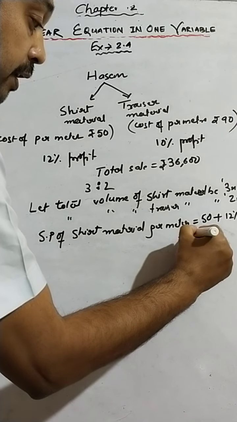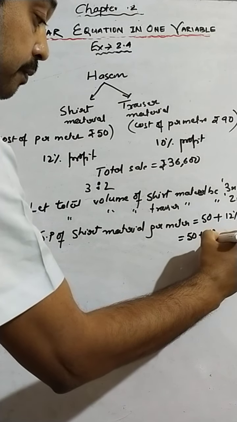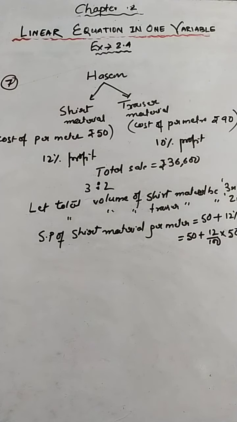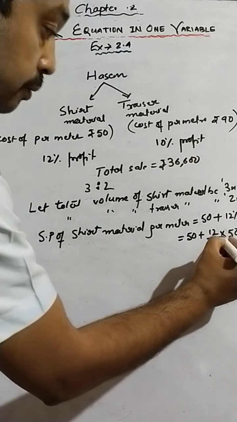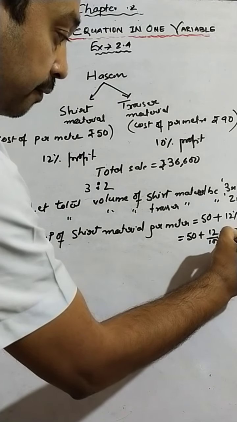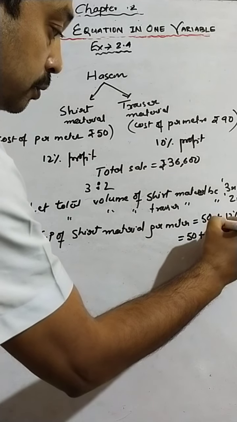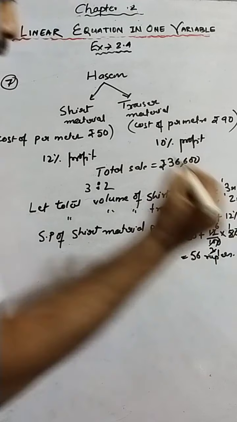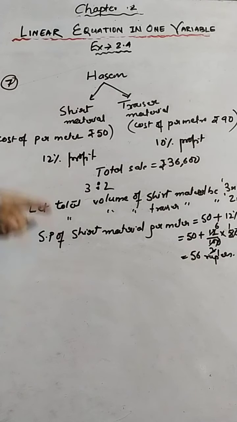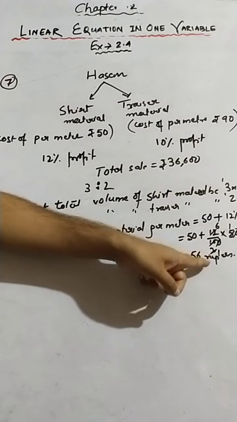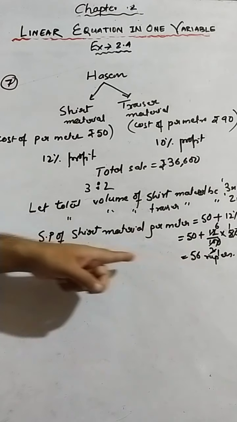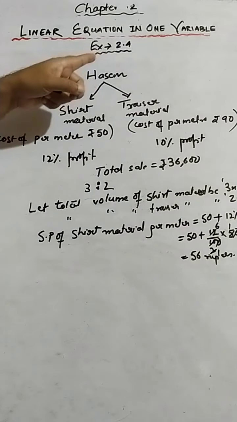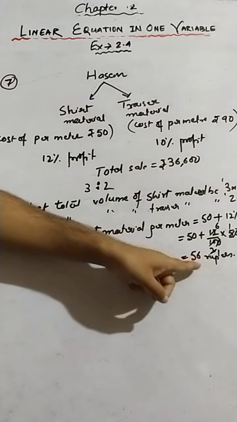Okay, so 50 plus 12 by 100 into 50. So once you solve this particular value, when you reduce these two values, 5 ones are 5, 5 twos are 10, 2 ones are 2, 2 sixes are 12, your answer will come as 56 rupees. That means the selling price of shirt material per meter that Hassan is keeping is 56 rupees.